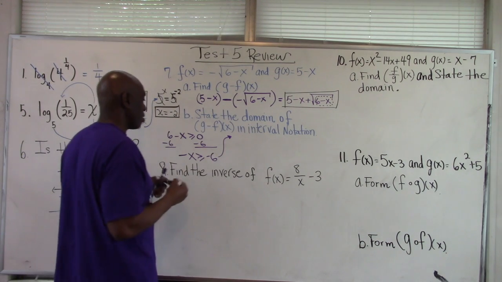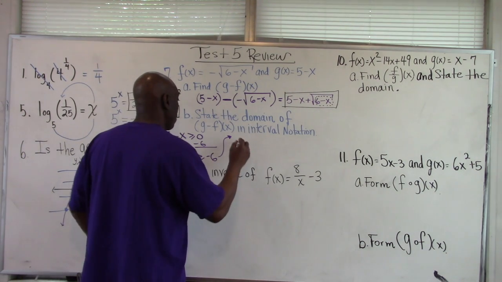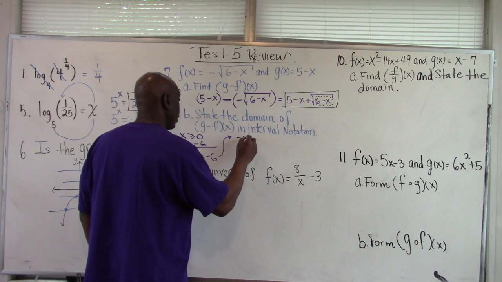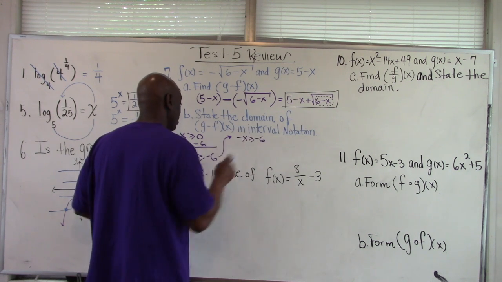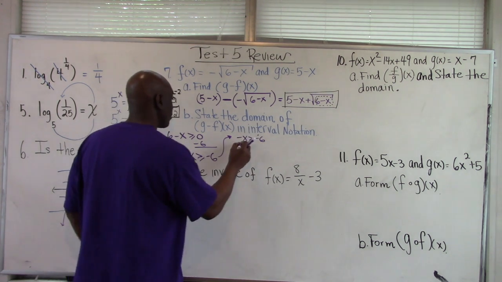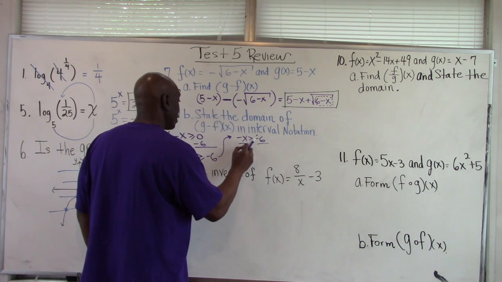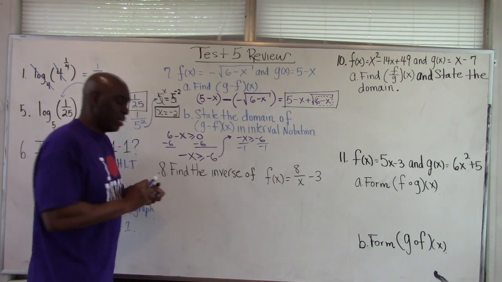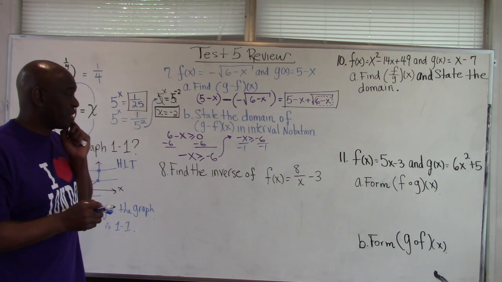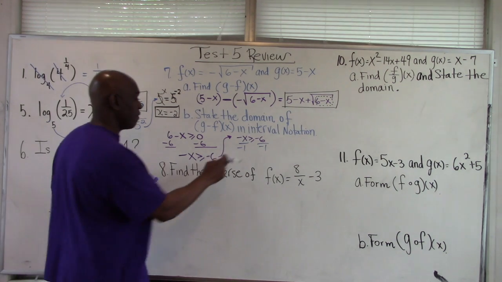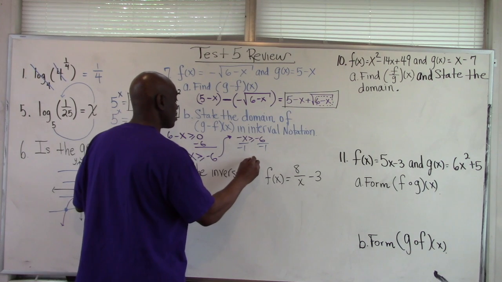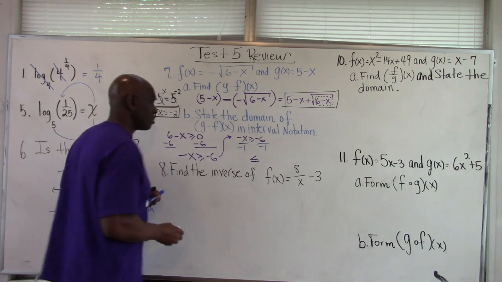All right. Well, if negative x is greater than or equal to negative 6, now I have to divide both sides of my inequality by negative 1. Here's where you have to be very careful. When you divide by negative 1, you have to switch the direction of the sign. It goes like that now.